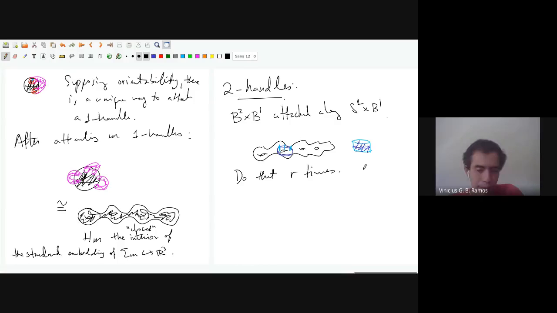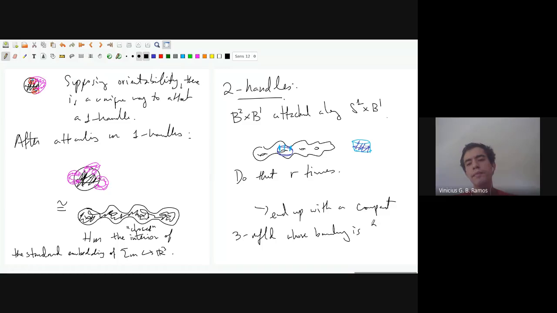And then I hope that by some miracle, I end up with a compact three manifold whose boundary is the sphere S2, because after the two handles, I have to attach a three handle, which is a ball, along this S2. I have to have a closed manifold.